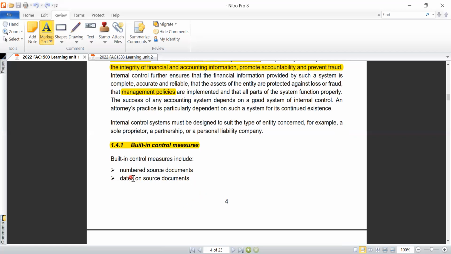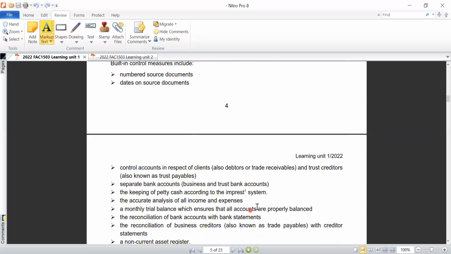So documents should be numbered, dates on the source documents must be reflected, and control accounts in respect of clients and trust creditors should be there. We need to have those control accounts, right? That's why there are ledger accounts, by the way. There are forms of control accounts so that we can control what is happening with regards to the affairs of our clients. We need to have separate bank accounts, right? As an attorney practice, you need a business account, and you also need a trust bank account.